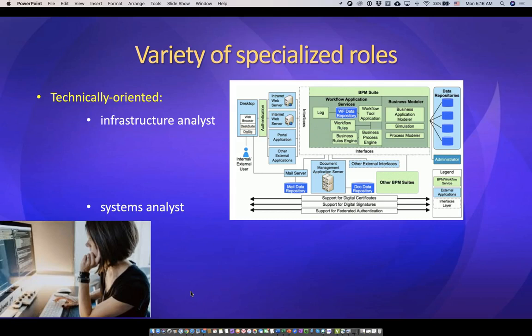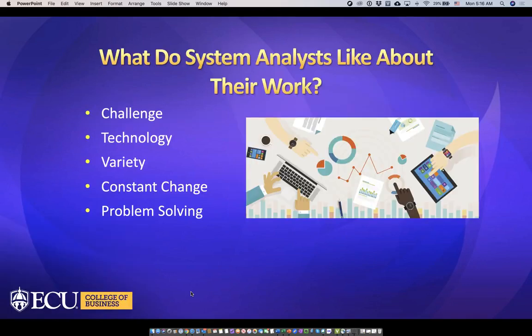An infrastructure analyst is a person who focuses on technical issues surrounding the ways the system will interact with the organization's technical infrastructure. So when I say infrastructure, I'm thinking about hardware, software, networks, and databases. Now, I'd like you to consider these jobs as potential jobs for you, because I had students, for example, who graduated with a degree in finance from ECU and who ended up being a business analyst.